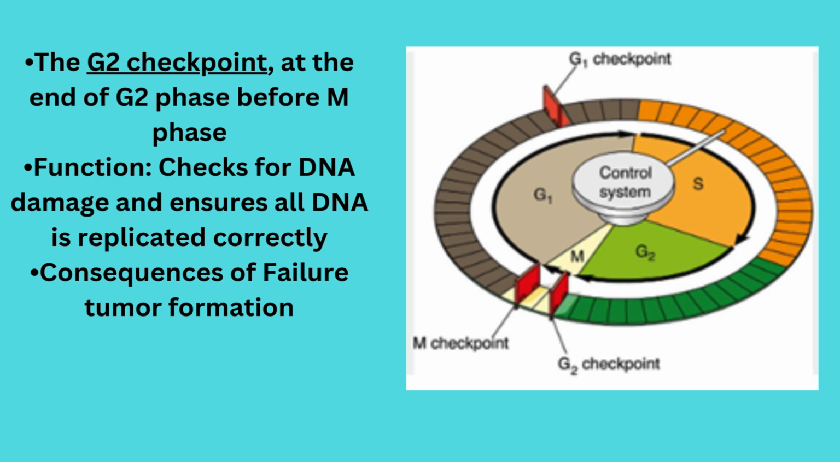Otherwise, what will happen? What will be the consequences of failure? If the G2 checkpoint does not function correctly, what will be the consequences? In case of skipping this checkpoint, it can lead to cell division with damaged DNA, which contributes to tumor formation. So, if there is a failure in the G2 checkpoint, then there will be tumor formation.